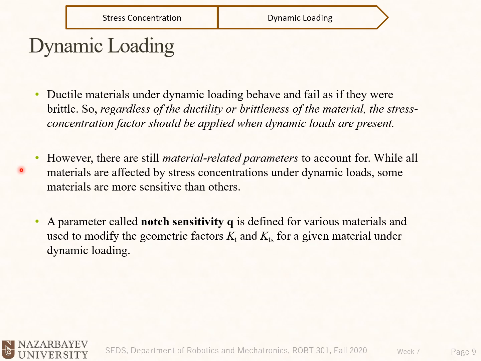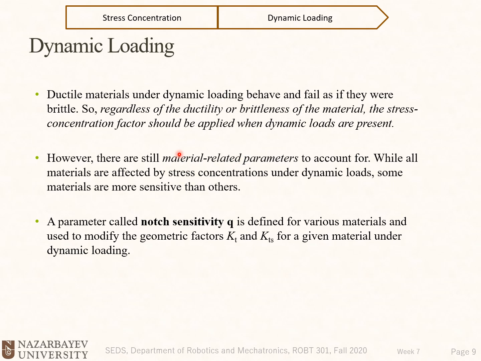However, there are still material-related parameters to account for. While all materials are affected by stress concentration under dynamic loads, some materials are more sensitive than others. For both ductile and brittle materials, it must be considered. The stress concentration factor must be calculated.